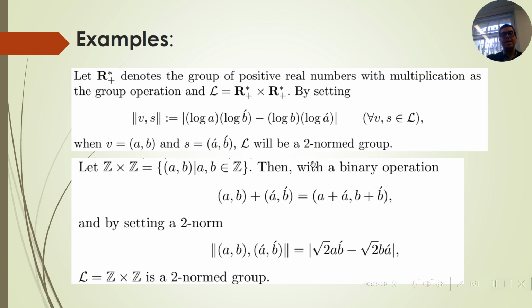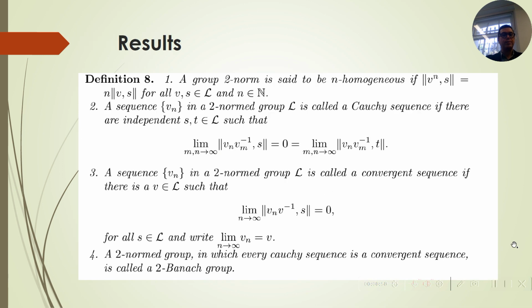Let Z by Z be defined by all ordered pairs (A, B) such that A and B are in Z. Then with a binary operation like this, and by setting this two-norm, which is just a random definition of a two-norm, this L is a two-norm group. We just wanted to bring some examples about Heisenberg groups or Heisenberg norm and also two-norm groups.